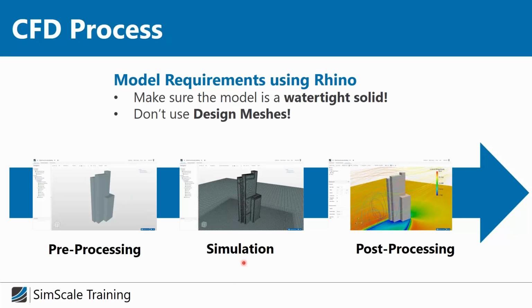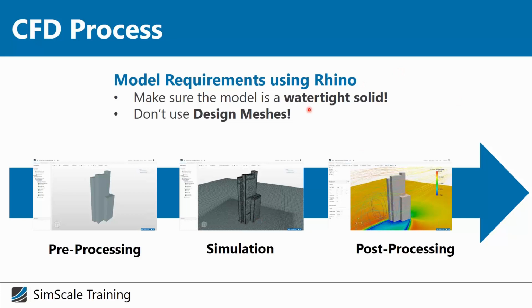And once we have created the mesh, we can set up the simulation, which means we are telling SimScale where the air should enter the system, where it should leave the system, and finally we can visualize the results in the web browser. And so let's get started now.